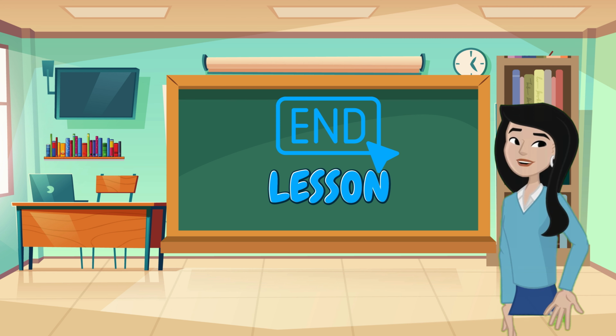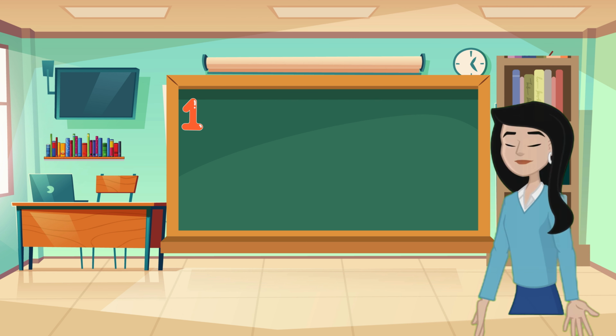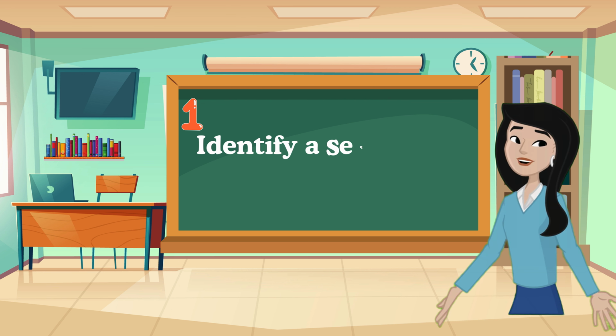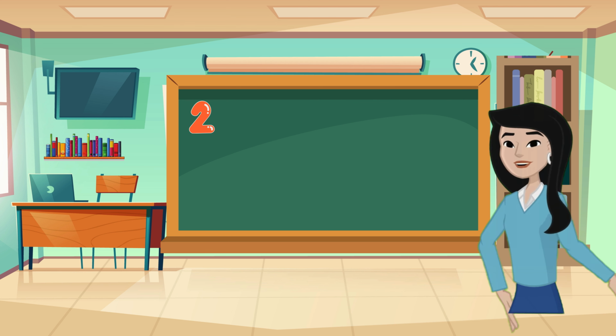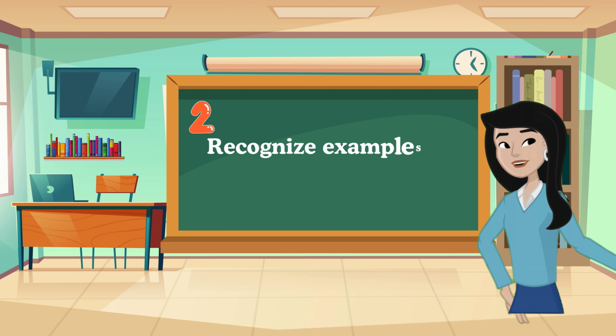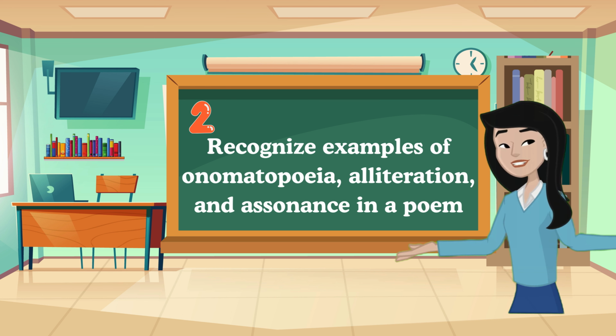By the end of the lesson, you will be able to first identify a sequential plot in a story. Last, recognize examples of onomatopoeia, alliteration, and assonance in a poem.